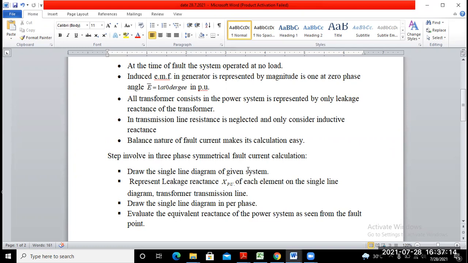That means first of all we draw the single line diagram of the given power system and then represent on the single line diagram the leakage reactance in per unit of each element. That means transmission line and transformer. Okay, and then draw the single line diagram in per phase, and finally evaluate the equivalent reactance of the power system as seen from the fault point. Okay, next, how we can find the fault current, that means symmetrical type fault current.